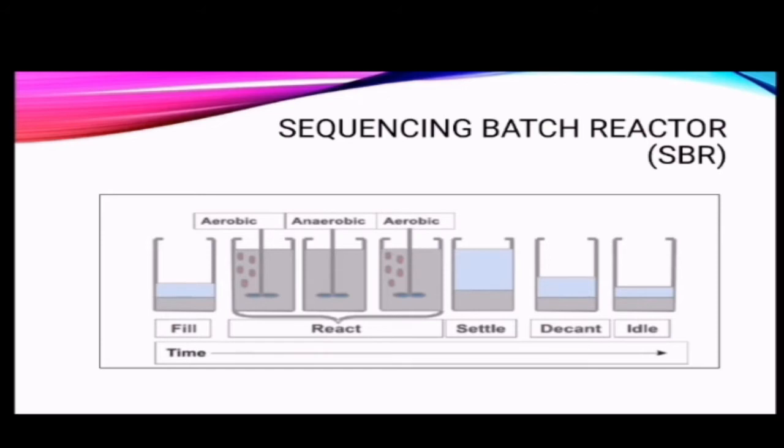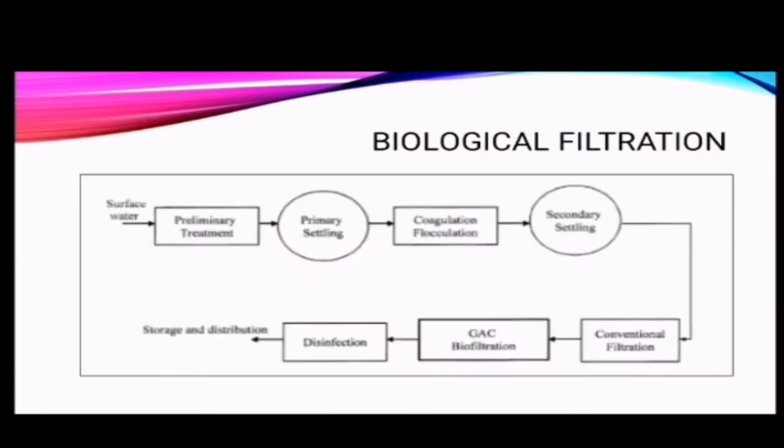And the last is decant. Decant tank is used to remove the treated effluents. Okay, the next method is biological filtration. Biological filtration can remove the inorganic matter from the wastewater and biologically treat the sewage effluents.